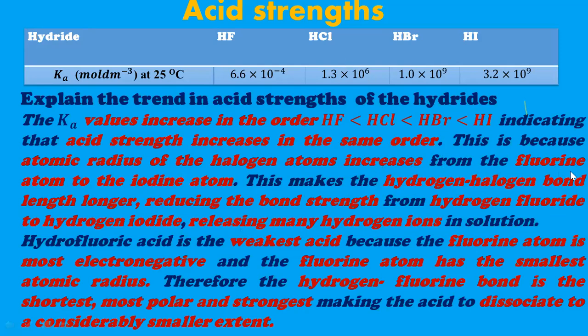So this makes the hydrogen-halogen bond longer, reducing the strength from hydrogen fluoride to hydrogen iodide, releasing many hydrogen ions. When the hydrogen ions released are very many, then the acid becomes stronger. However, hydrofluoric acid is the weakest acid because the fluorine atom is the most electronegative, and the fluorine atom also has the smallest atomic radius. That makes the hydrogen-fluorine bond the shortest and the strongest, and hence hydrofluoric acid dissociates to a considerably smaller extent.